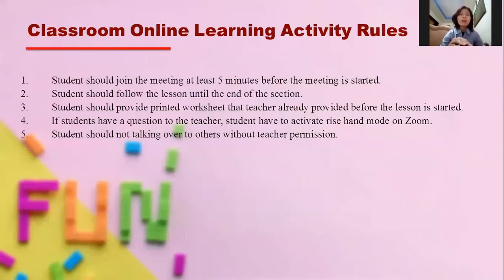The rules of the classroom have been sent on the WhatsApp group to inform about the online learning. So these are the five classroom rules. First, the students should join the meeting at least 5 minutes before the meeting starts. Second, students should follow the lesson until the end of the session. Third, students should provide a printed worksheet that the teacher already provided before the lesson starts. It is also sent on the WhatsApp group.